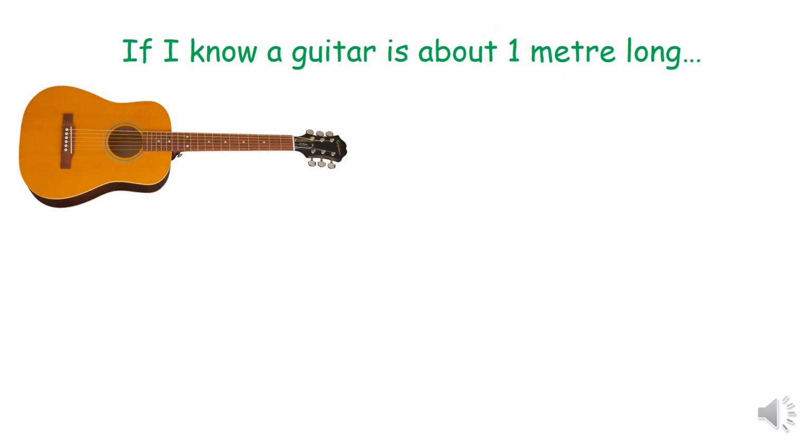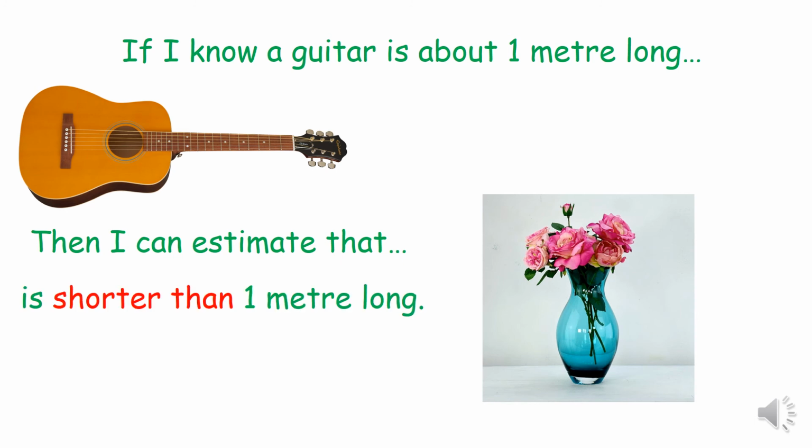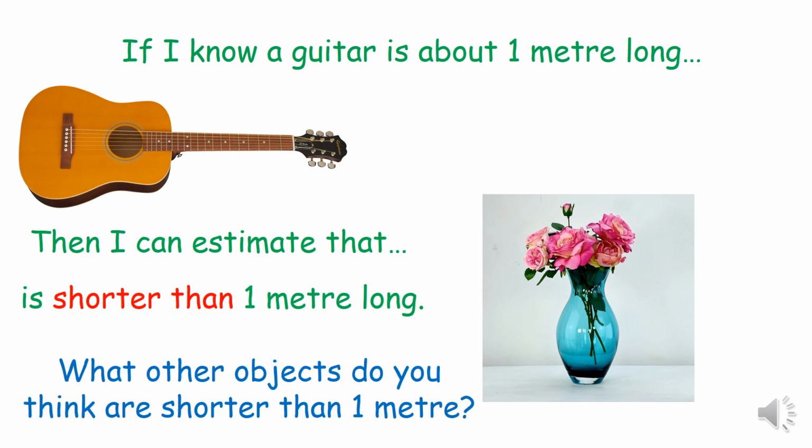If I know that a guitar is about 1 meter long in length, then I can estimate that a vase with flowers is shorter than 1 meter long. Do you agree with me? Yeah. So what other objects do you think are shorter than 1 metre? Pause the video and have a discussion.